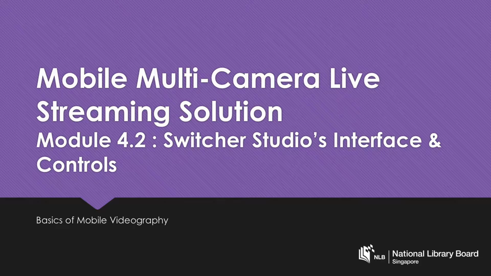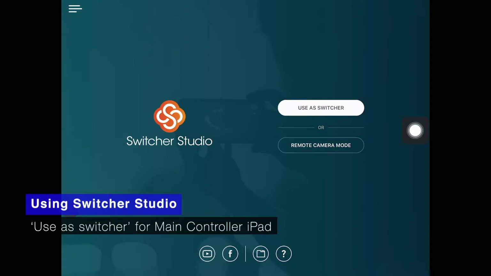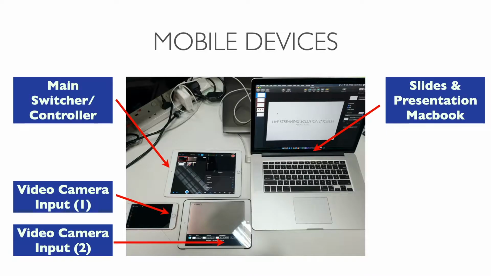On the main page of the application, you have the options to use the device either as a switcher or a remote camera source. In your mobile workflow, it is recommended that you have an iPad as the main switcher or controller device. This is the only device that you use as a switcher to control your video production, including setting up your broadcast, adding graphics, and selecting camera views.